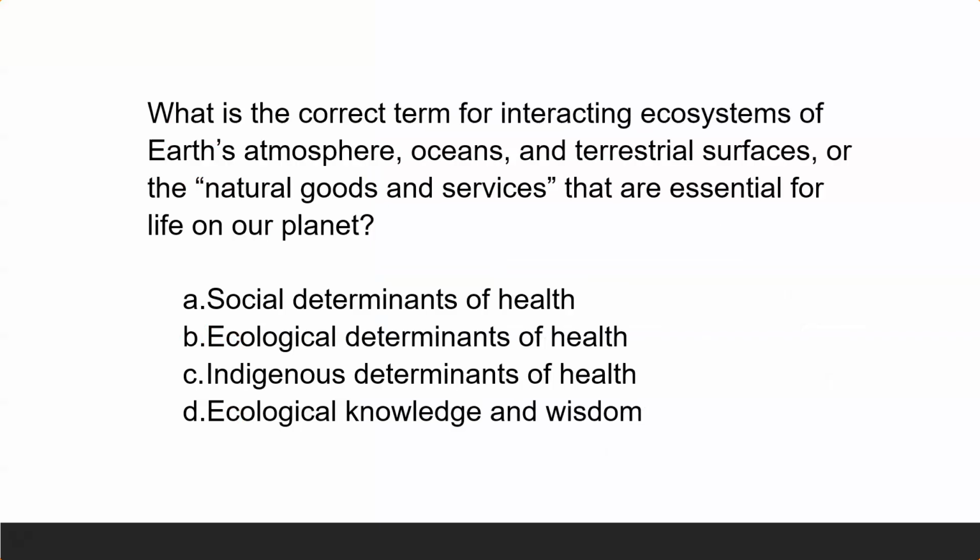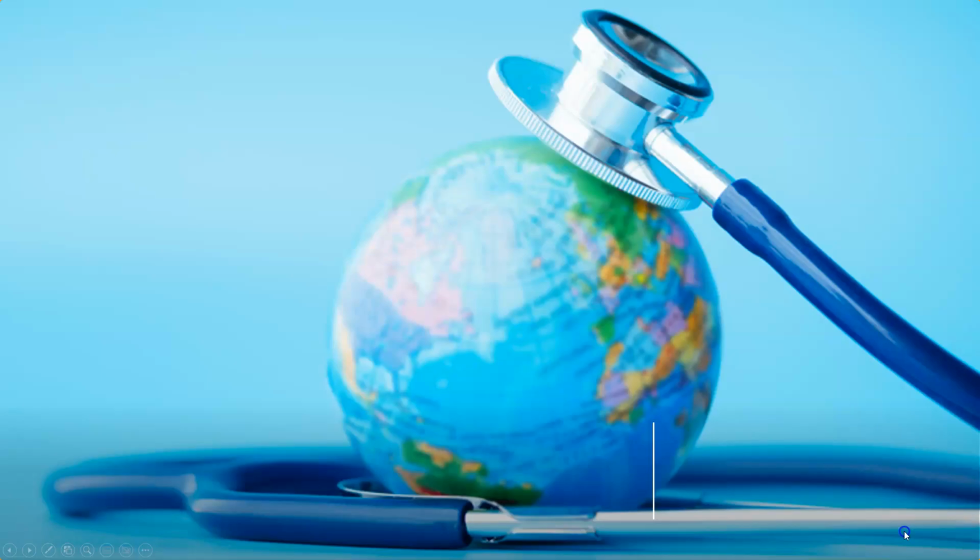How about this question? I will leave this question up for a minute for you to read through, and then I'll provide you the answer. Okay, so hopefully you chose B. We just discussed it. So ecological determinants of health.